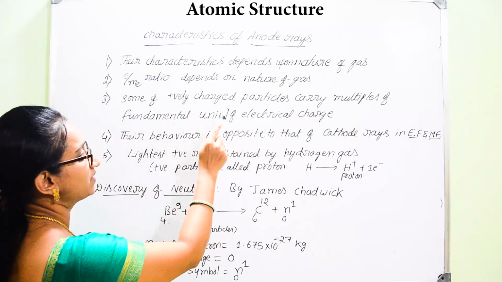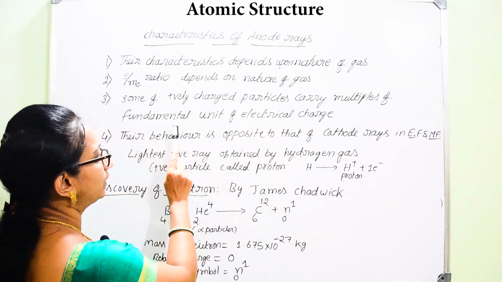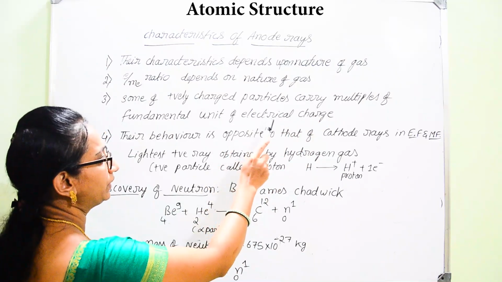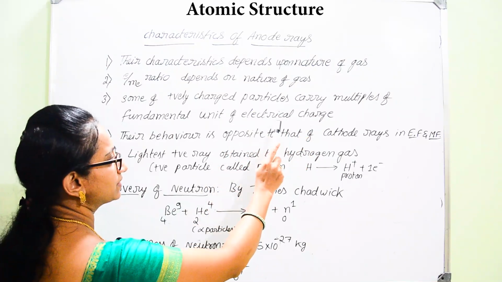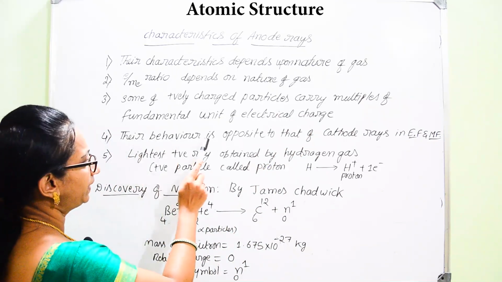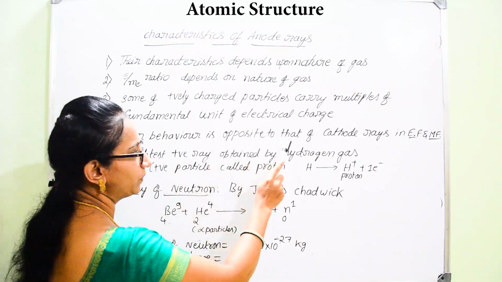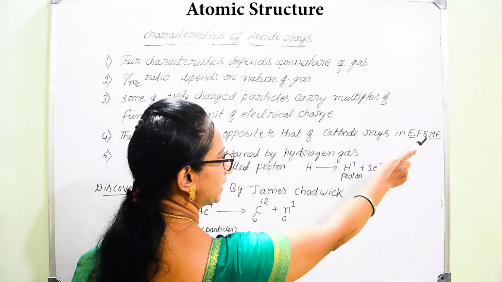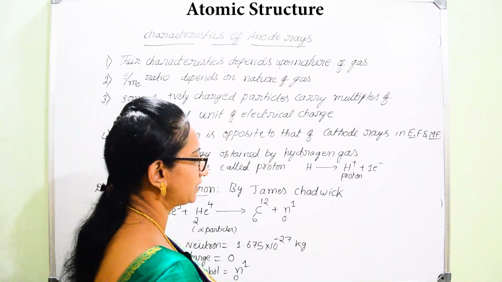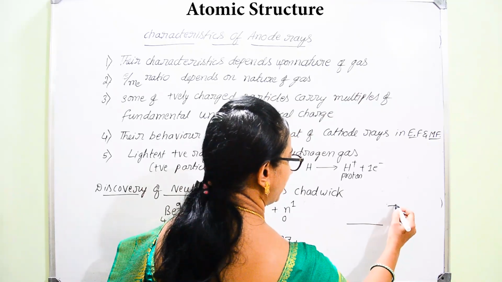That is, the positively charged particles carry multiples of the fundamental unit of electrical charge, that is, the charge of one electron. Then their behavior, that is, anode rays' behavior, is quite opposite to that of cathode rays in electric field and magnetic field.